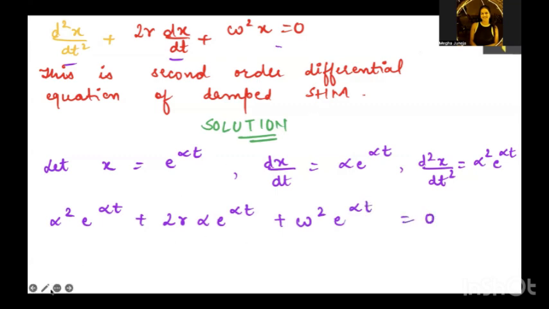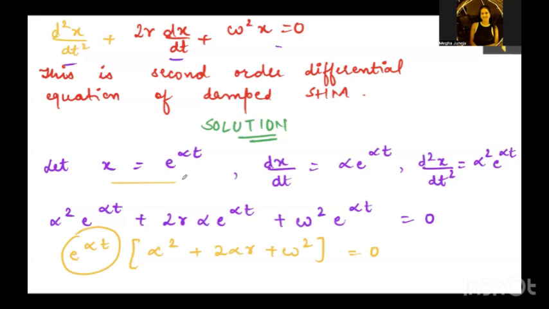So now from this equation we can take a common factor. If we take the common factor, that is e raised to the power alpha t, it is going to be alpha square plus 2 alpha r plus omega square equivalent to 0. Since we considered x equivalent to e raised to the power alpha t, obviously this factor cannot be 0. So this quadratic equation must be equivalent to 0. Since this is a quadratic equation, we need to find its solution also.